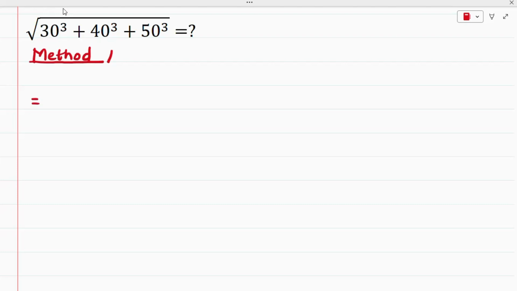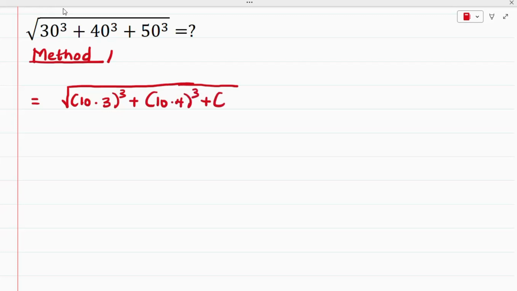All right, so we have this to be equal to the square root of, now we can easily express 30 to be 10 multiplied by 3, or raised to the power of 3, plus, now we can easily express 40 to be 10 multiplied by 4, or raised to the power of 3, plus, we can express 50 to be 10 multiplied by 5, or raised to the power of 3. But if we have a multiply b, or raised to the power of x, this can be expressed as a raised to the power of x multiply b raised to the power of x.